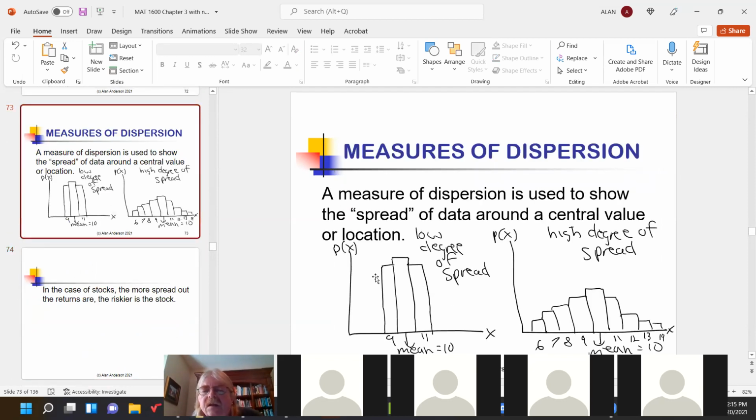So on the left, the returns are very close to always being 10% from one year to the next, whereas on the right, they can bounce around from 6% some years to 13 or 14% in other years and everything in between. So if the one on the left and the one on the right are stocks, the one on the left is a lot safer than the one on the right.